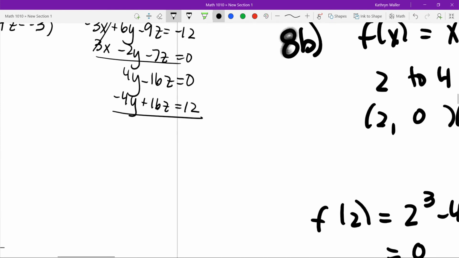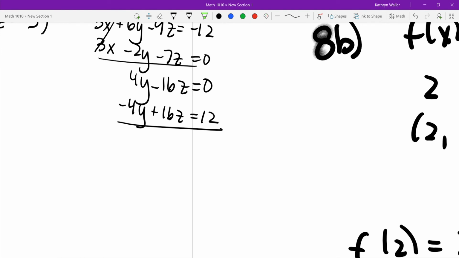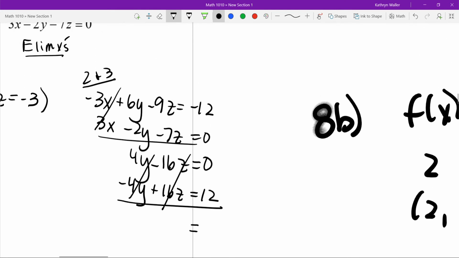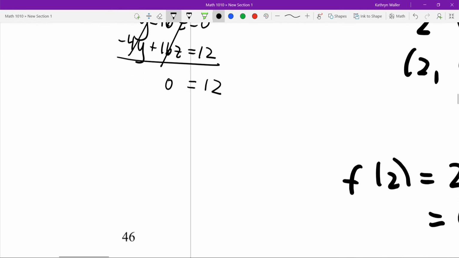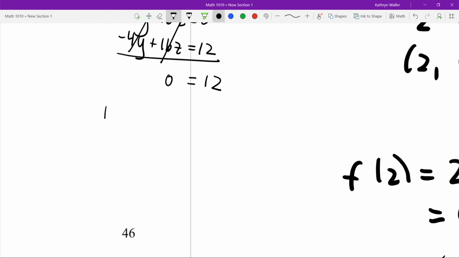Okay, so look what happens. Sorry about the announcements. These cancel out. These cancel out. Don't panic. Okay, you have an equals. Left-hand side is a 0 equals 12. I know that that is not true, so the answer is no solution. And as far as the consistent, inconsistent stuff, it's called inconsistent.